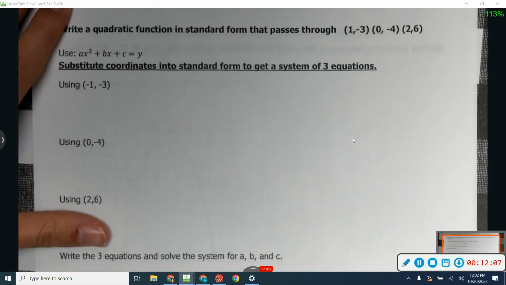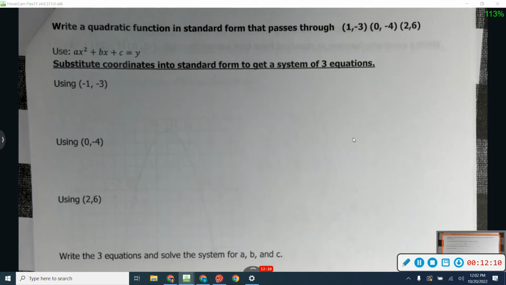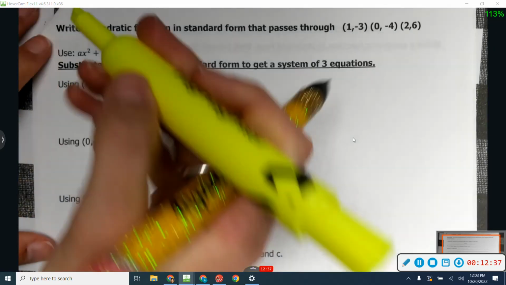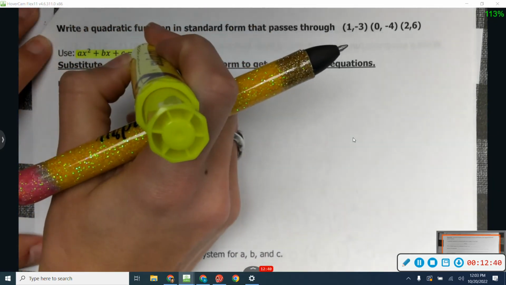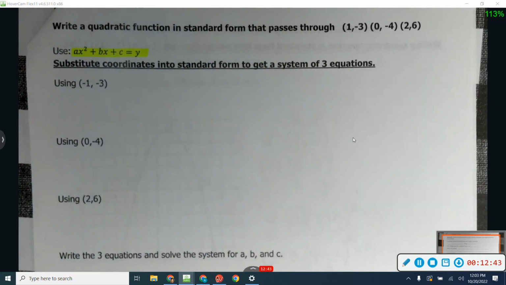So this next section is where I give you 3 points from the parabola, not necessarily a vertex. I'm not going to specifically say what it is because it might not be. But it's just 3 points on a parabola, and we're going to have to build the equation from these 3 points. So the way that we're going to do that, you're going to use your standard form. Remember, our standard form is y equals ax squared plus bx plus c. But we're going to have ax squared plus bx plus c equal to y because we're going to have to build a system of 3 equations.